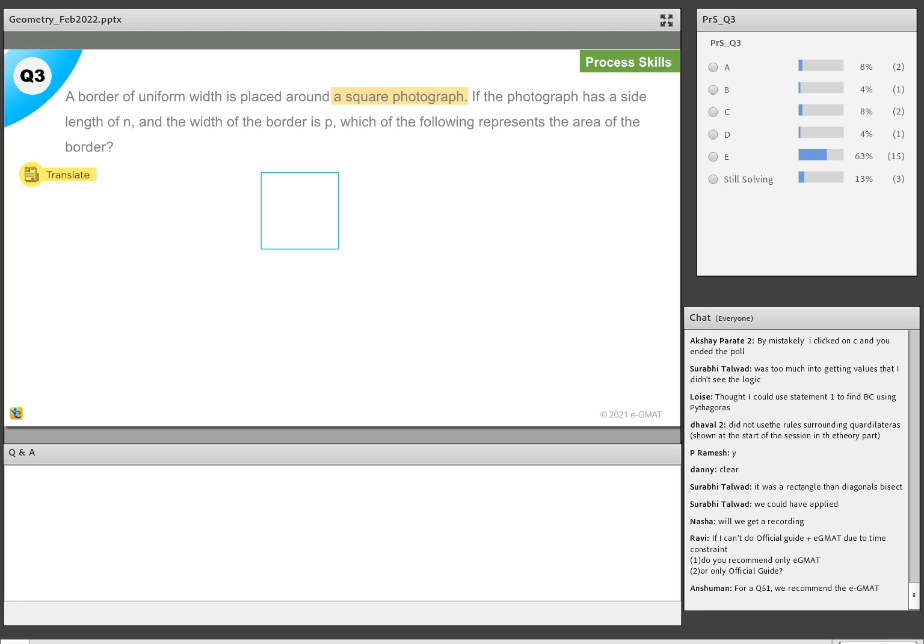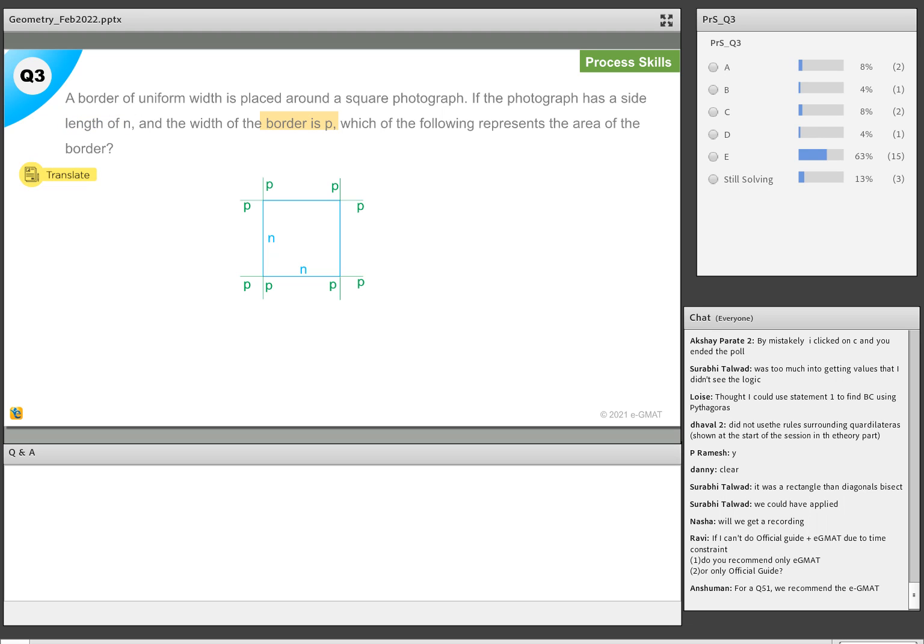So you have the square frame, square photograph, and then you build a border around it which has uniform width. We are given that the photograph side is n. We are also given that the width of that border is p. What do we need to find? Area of the border, right?